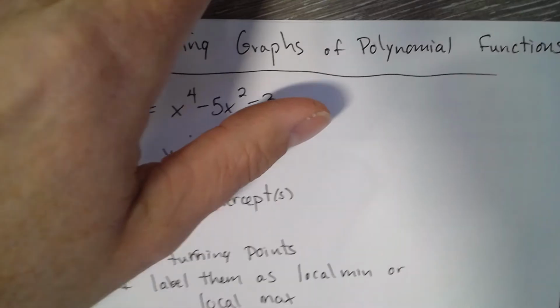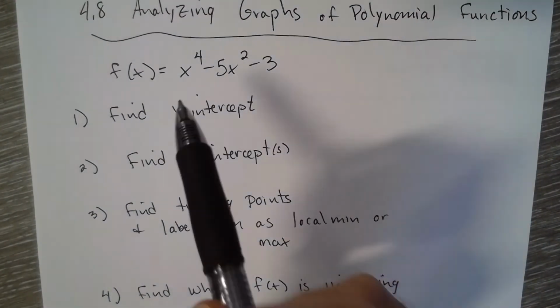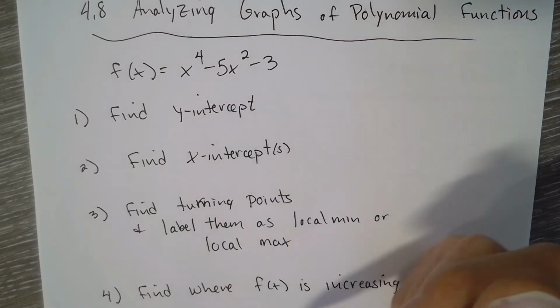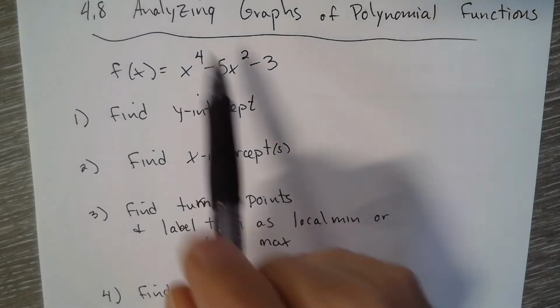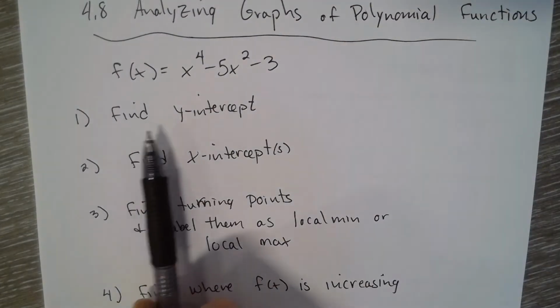4.8, analyzing graphs of polynomial functions. We'll start with just a problem. F of x equals x to the fourth minus 5x squared minus 3, and we'll answer a bunch of questions. That is analyzing this polynomial function. So the first thing is find the y-intercept.